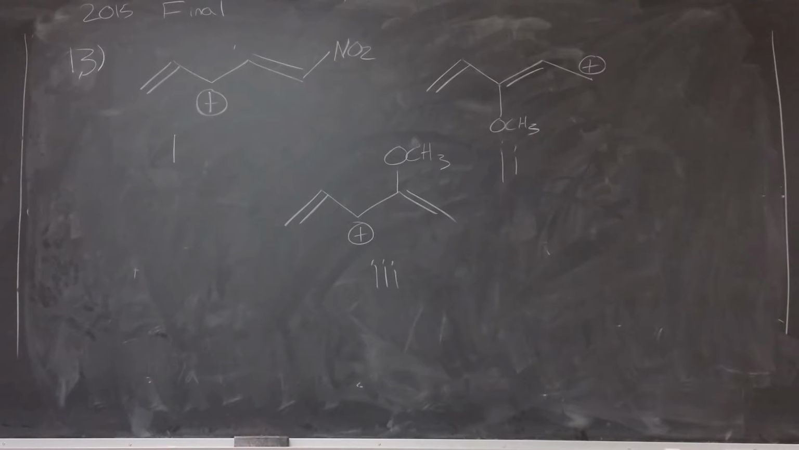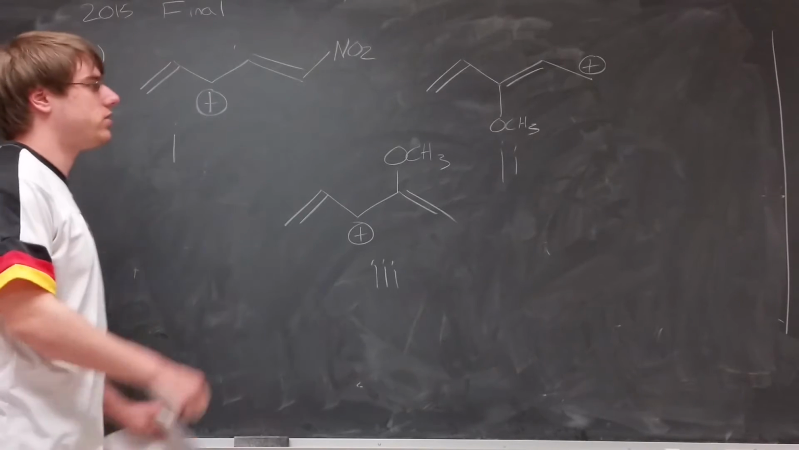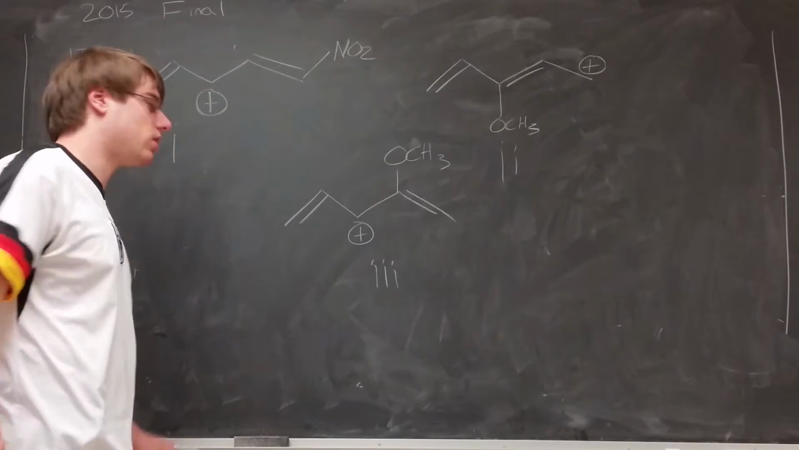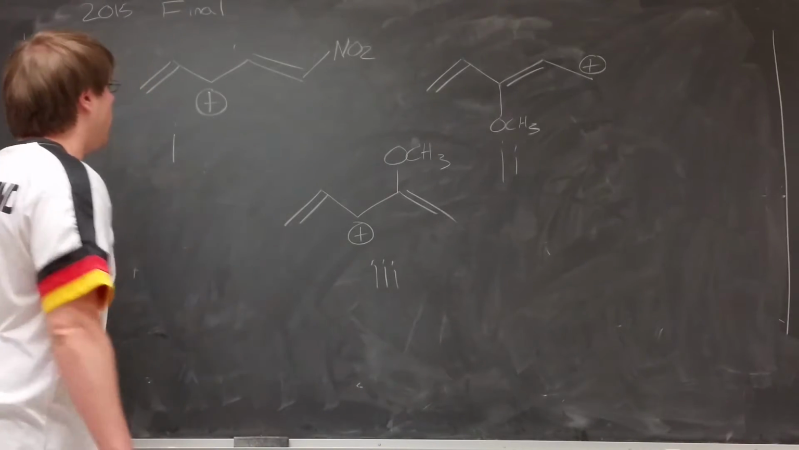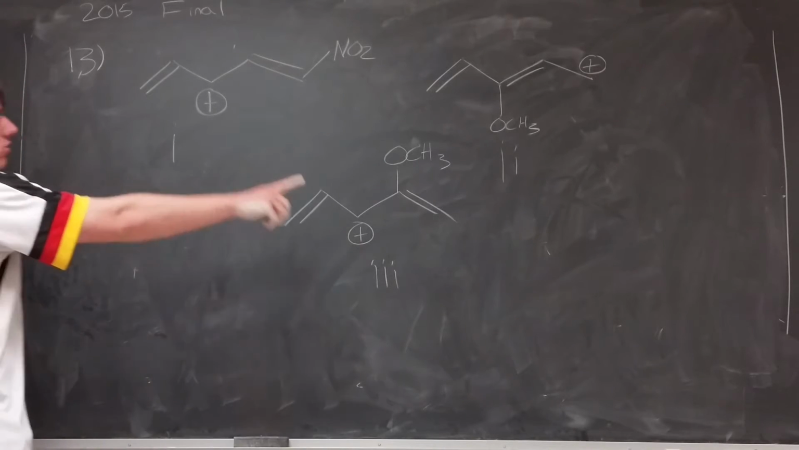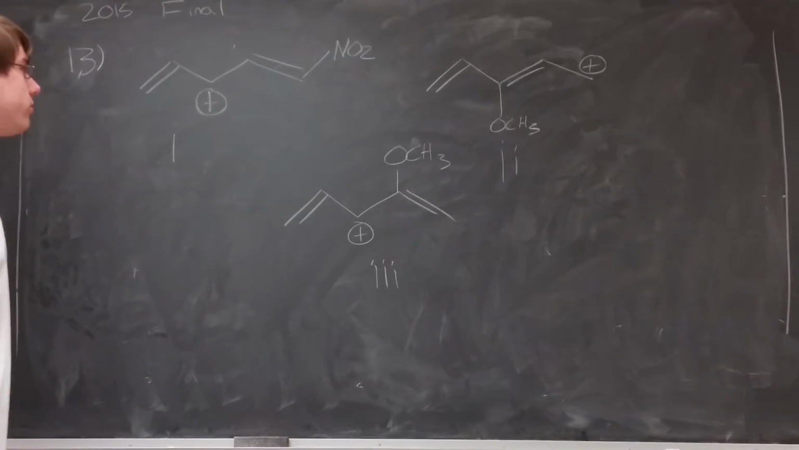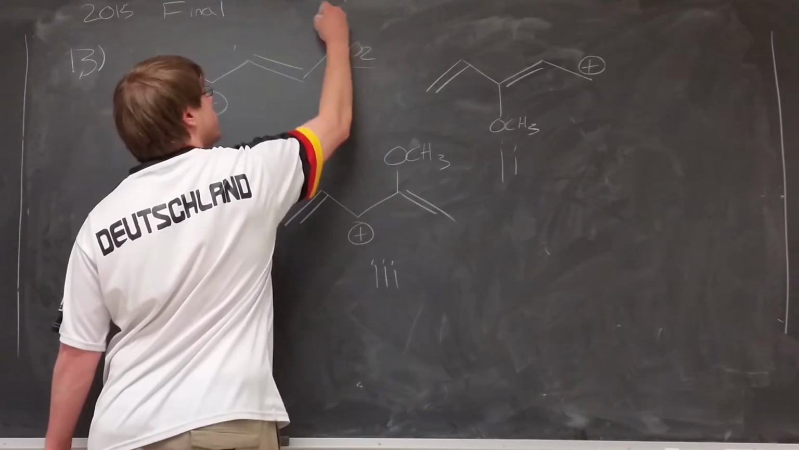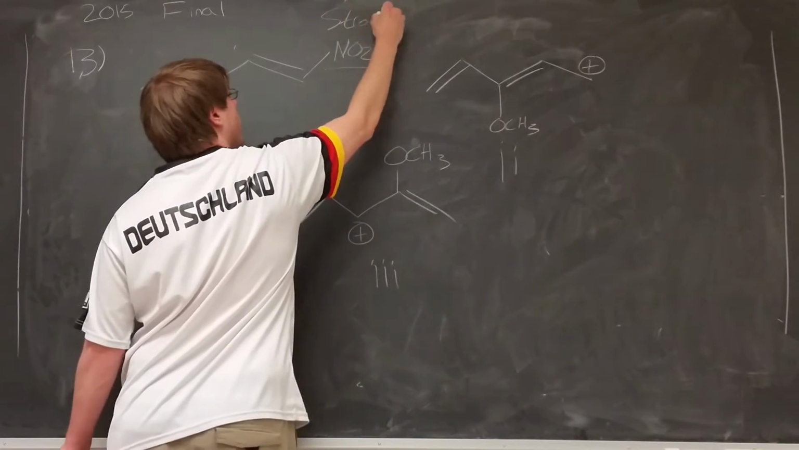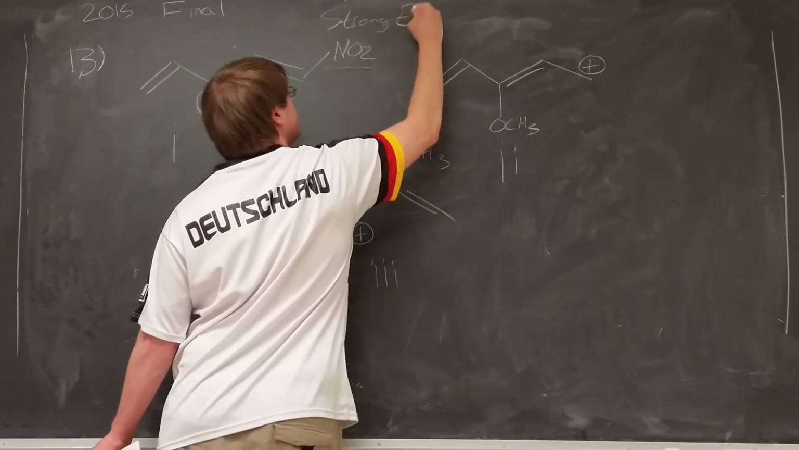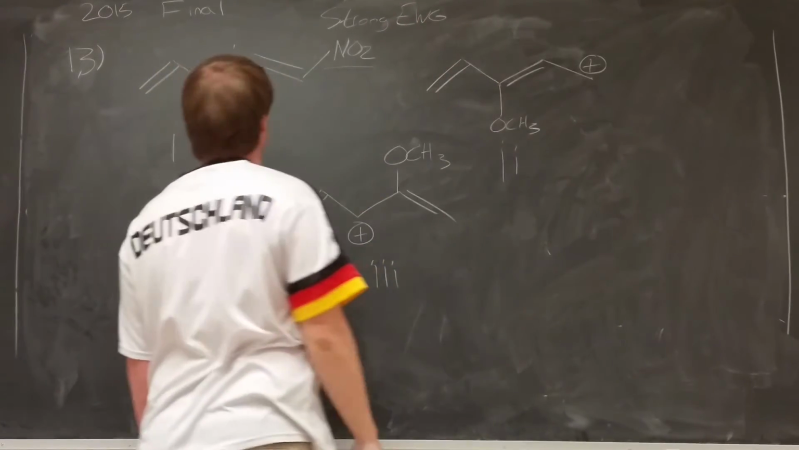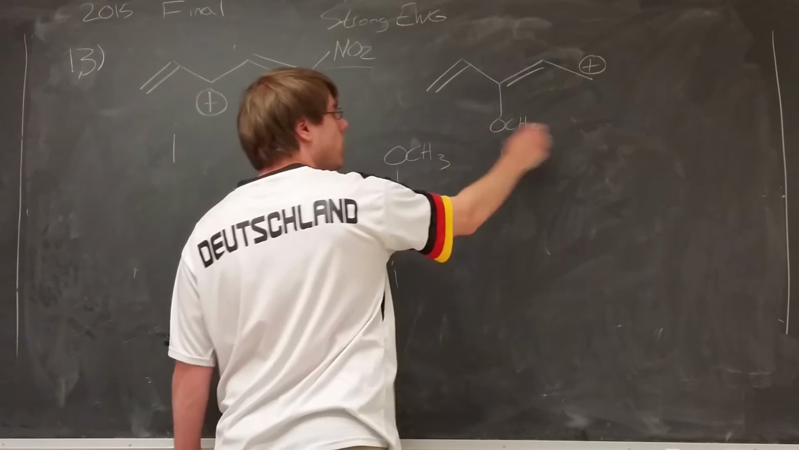Number 13 is a question on exam 1 material that talks about the stability of ions based on withdrawing groups and conjugation and donating groups. So let's look at each structure and first identify what kind of donating and withdrawing groups we have. NO2 is a very strong electron withdrawing group. And that's it for that special.